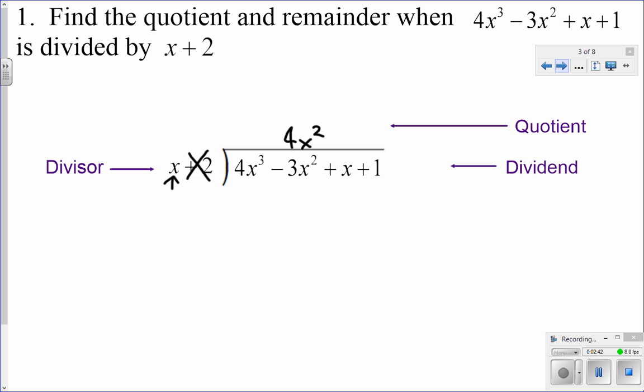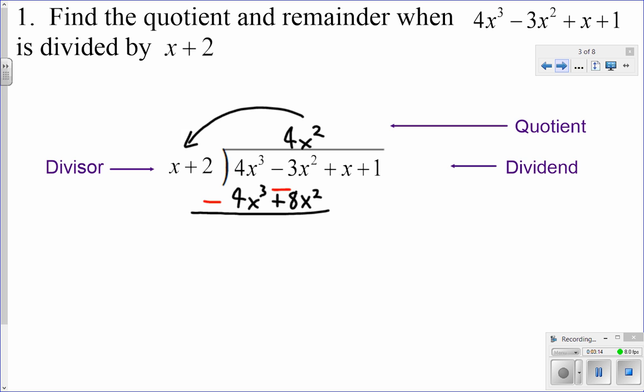So now I do think of my plus 2 when I multiply back through here. So 4x squared times x is 4x cubed. 4x squared times 2, and I get plus 8x squared. Remember, when we did this before, we had to subtract. So to subtract, I changed the signs of both of them.